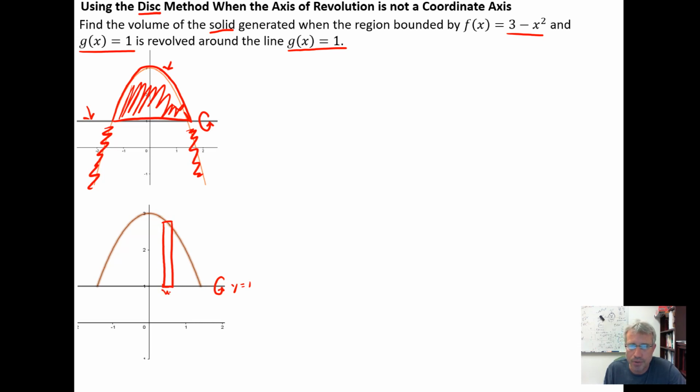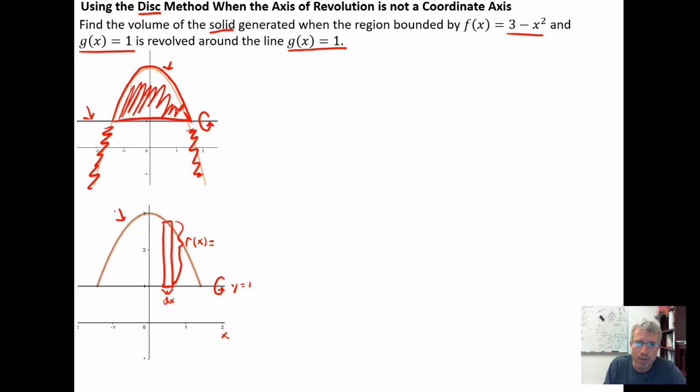What I want to recognize is that right here I'm still going to have dx slices with respect to the x-axis. These widths are going to be delta x's, and the radius of my characteristic rectangle is going to be this distance between the upper function and the lower function. So this will be my radius, and because I have dx slices, I need to describe my radius as a function of x. The radius with respect to the line y equals 1 is just going to be the distance between the upper function and the lower function.